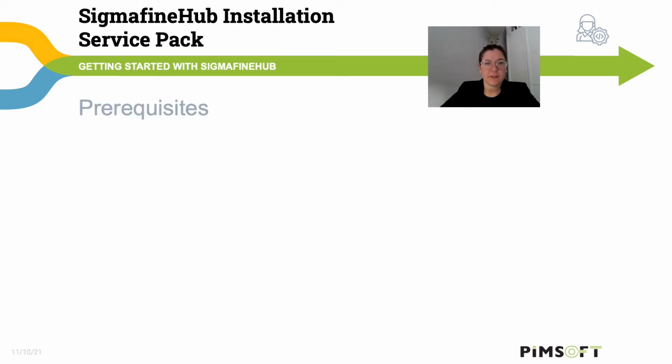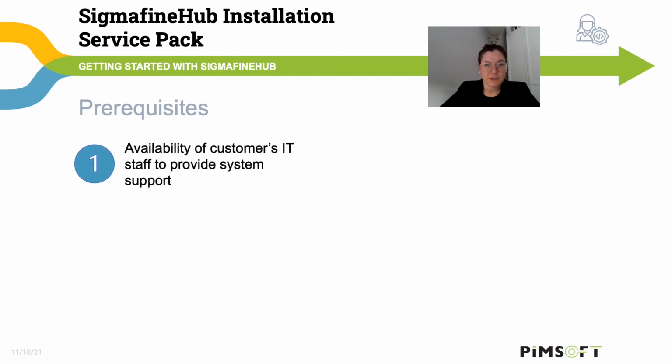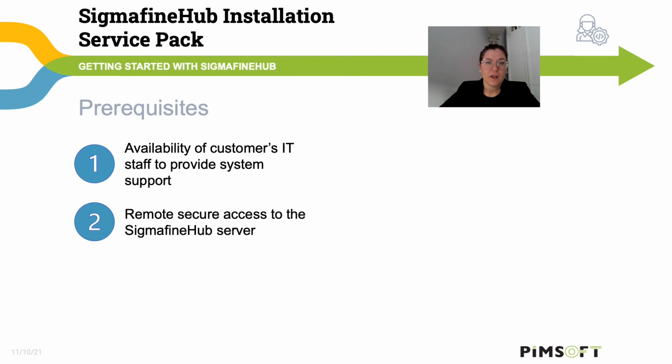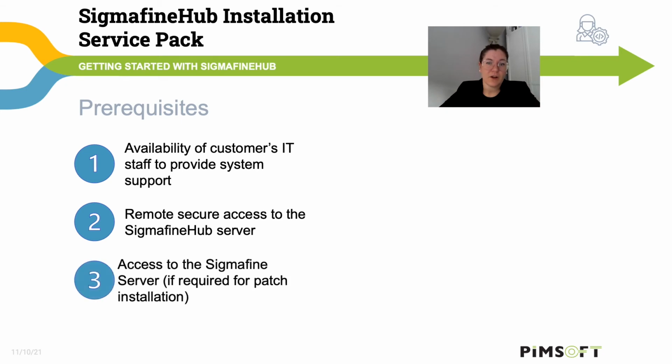Here are the requirements that need to be met for this service. The IT staff of the customer, who is the owner of the system, must be available to support Pimsoft during the process. The service will be performed remotely. That's why Pimsoft will need to access the Sigmafine Hub server remotely in a secure way. In some cases, depending on the Sigmafine version, a patch is required. So in that case, Pimsoft will need remote access to the Sigmafine servers too.